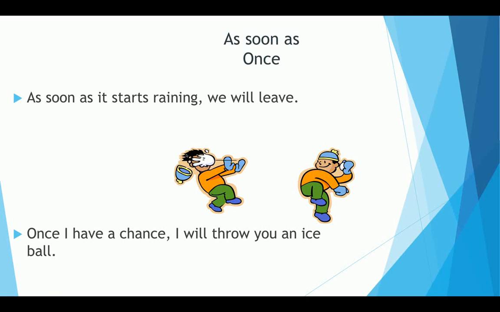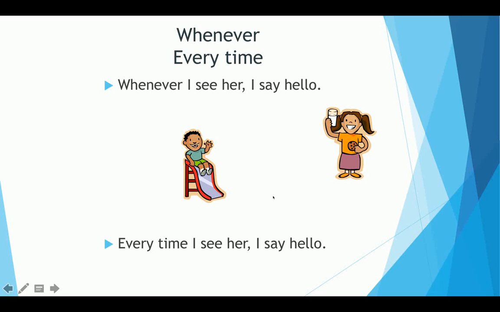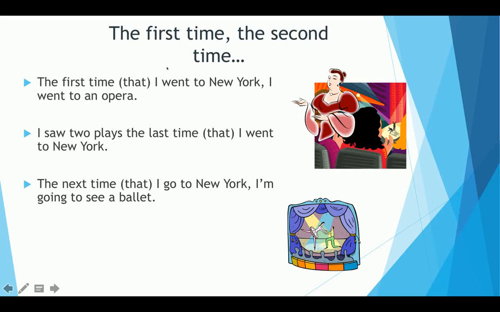As soon as it starts raining, we will leave. Once I have a chance, I will throw you a nice ball. I will never speak to him as long as I live. I will never speak to him so long as I live. Whenever I see her, I say hello. Every time I see her, I say hello. Let's see some adverb clauses using the first time, the second time. The first time I went to New York, I went to an opera. I saw two plays the last time I went to New York. The next time I go to New York, I'm going to see a ballet.